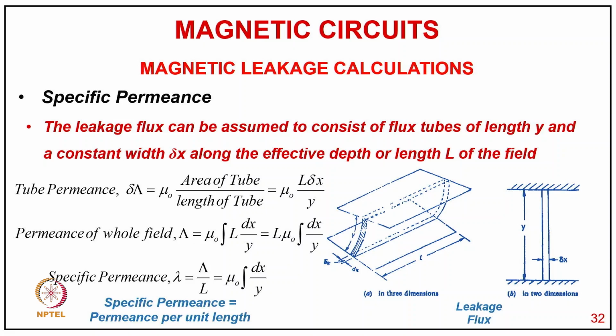So leakage flux can be assumed to consist of a flux tube of length y and a constant width delta x, along with the effective depth, the length of the field, as you can see in the diagram, which affects the leakage flux on the two sides of the ferromagnetic material. So tube permeance delta sigma equals mu 0 times area of the tube divided by length of the tube, that is mu 0 L delta x divided by y. Permeance of the whole field, rho, equals mu 0 integral L dx upon y, which becomes L mu 0 integral dx upon y. So you get a specific permeance, lambda equals rho upon L, that is mu 0 integral dx upon y, the specific permeance per meter unit length.